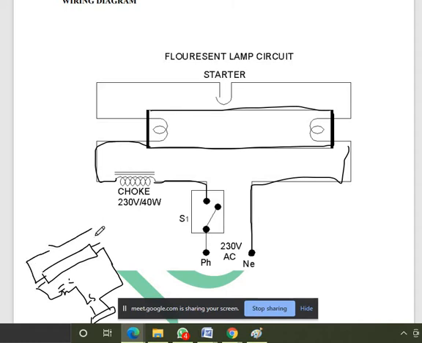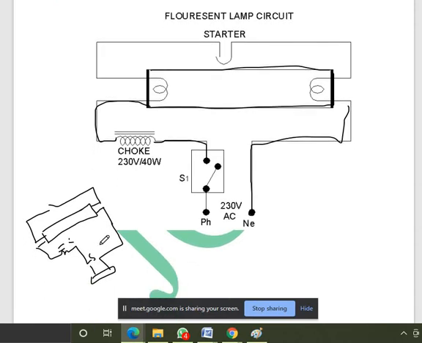Sir, the choke has 2 inputs and 2 outputs, but the starter has one input? Yes, there are 2 inputs and 2 outputs in a choke available, because it is an electronic choke. It is an older one. The diagram shows 1 input and 1 output.